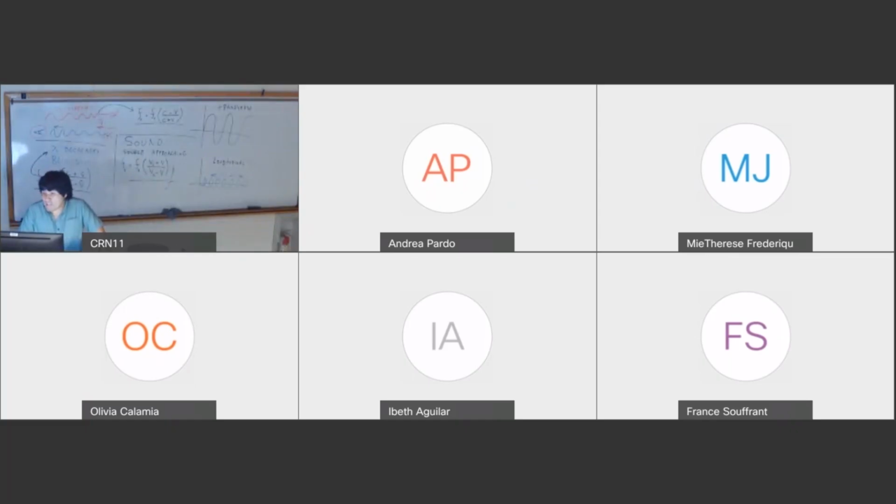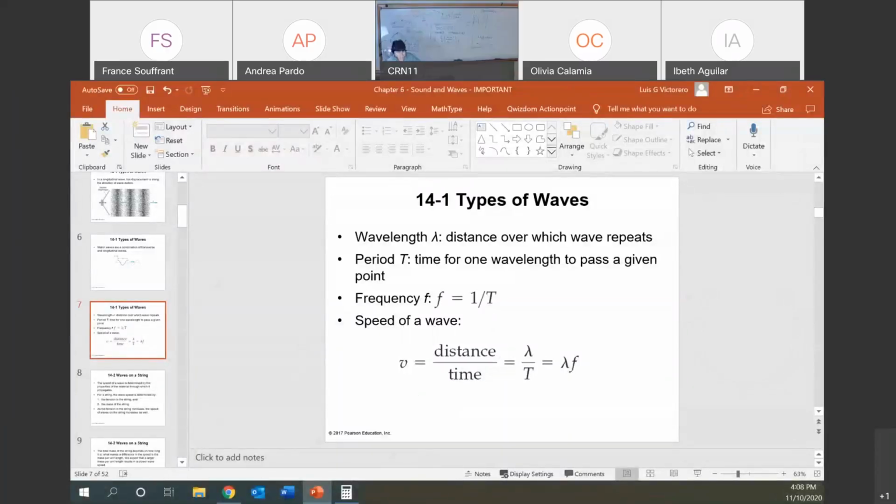So now we're talking about sound. Before we talk about sound, we need to introduce the idea of standing waves. So let me see the slide here. So we discussed this.